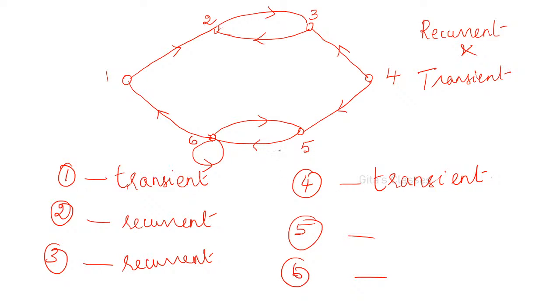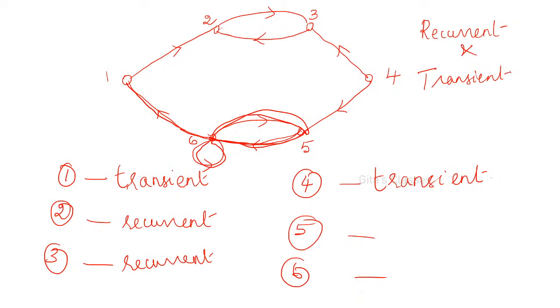Now what about 5? Listen. From 5 I can go to 6 and I can come back to 5. That is one possibility. From 5 I can go to 6, again self loop, again I can come back to 5. This is another possibility. From 6, if I don't take these routes, there is another way also. I can go to 1 also. From 6 you can go to 1 also, right?